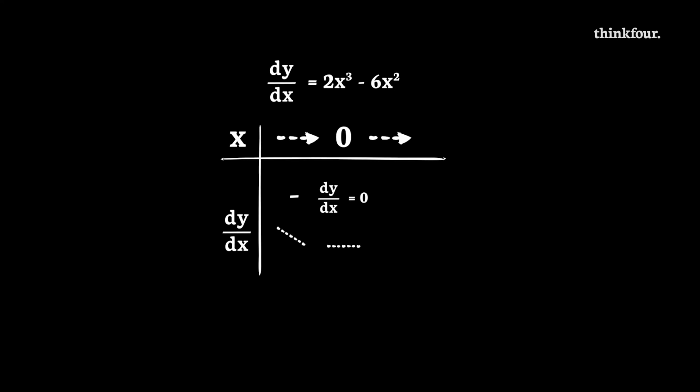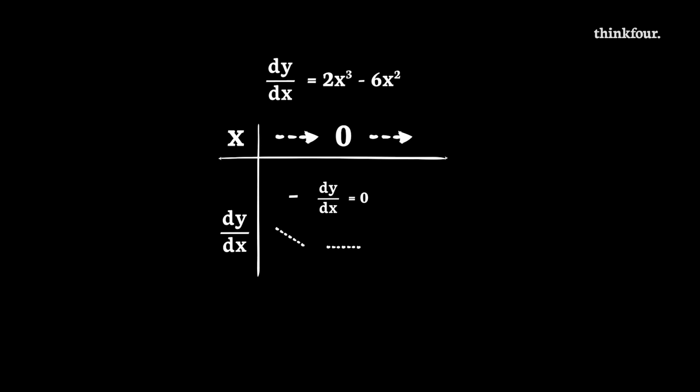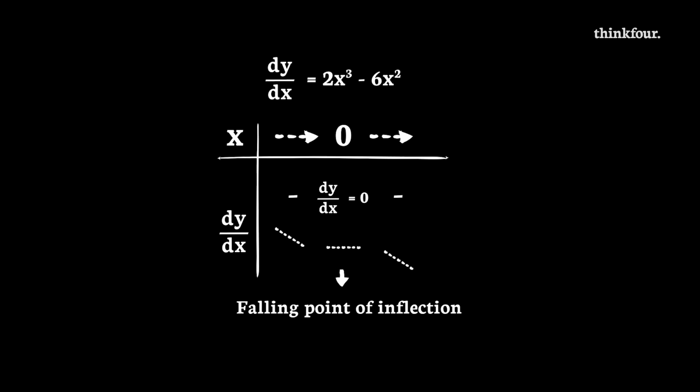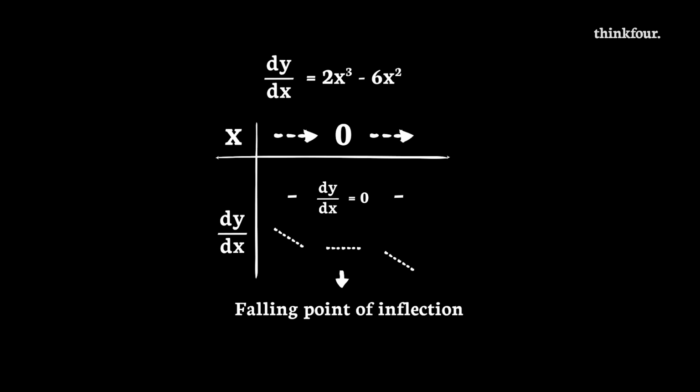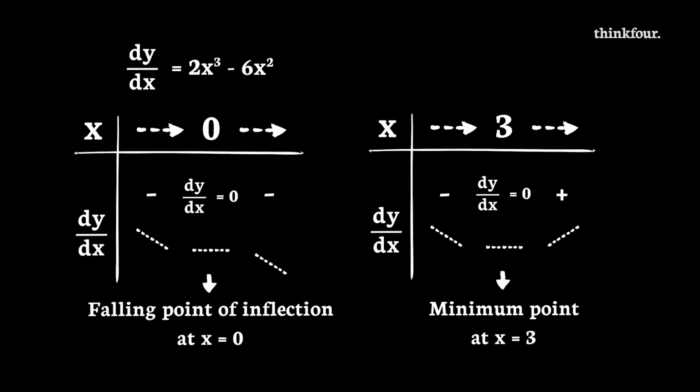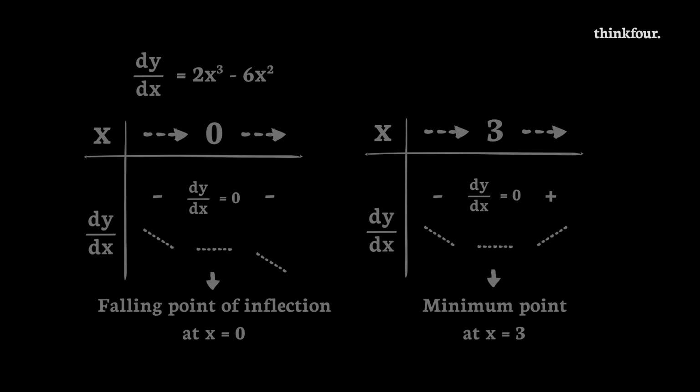For x equals 0, I can choose a number just less than 0 and substitute it into the derivative. This gives me a negative number, showing that the gradient of the curve is negative and slopes down from left to right. Then I can find a number just greater than 0 and substitute that into the derivative, giving me another negative number, indicating another slope down from left to right. This is a falling point of inflection. At x equals 3, I complete the same process and find there is a minimum point.